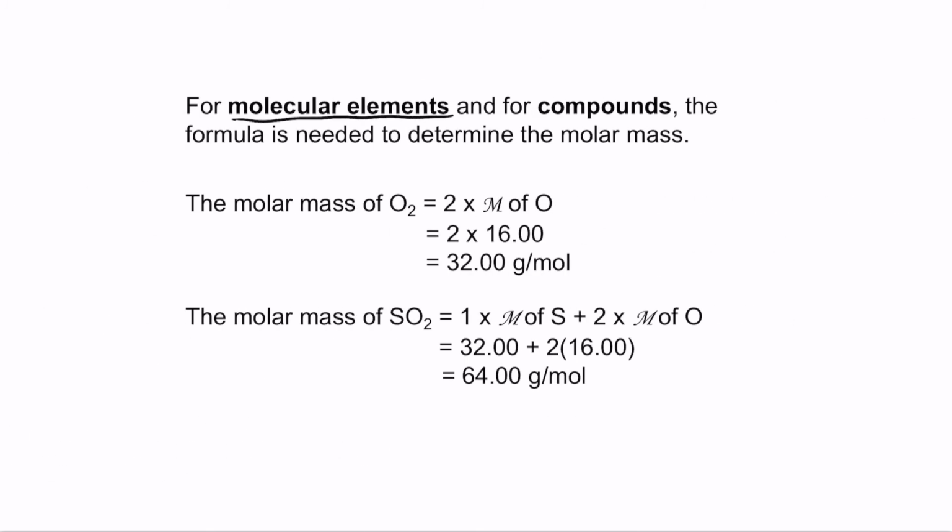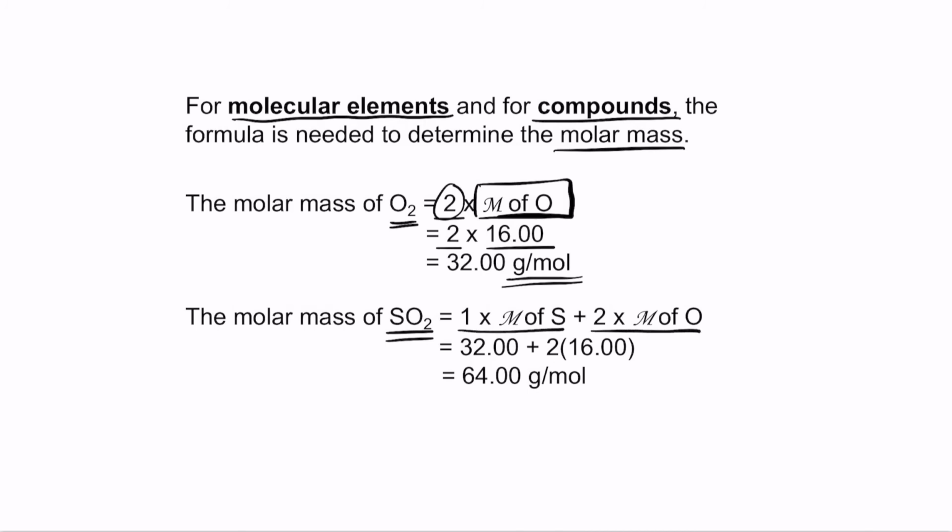For molecular elements and for compounds, the formula needed to determine the molar mass is similar to that of the molecular mass. Here again we take the number of atoms times the molar mass of each individual element. For example, for oxygen, O2, we take 2 times 16, and we change the units to gram per mole. In the same way, for SO2, we write 1 times the molar mass of sulfur plus 2 times the molar mass of oxygen, and that gives you 32 plus 32, that's 64 gram per mole. Remember the units, really important: gram per mole.